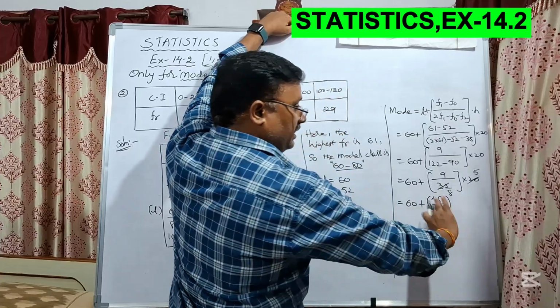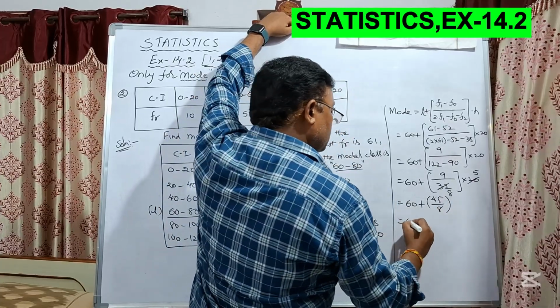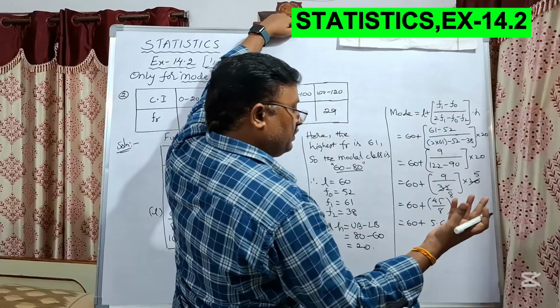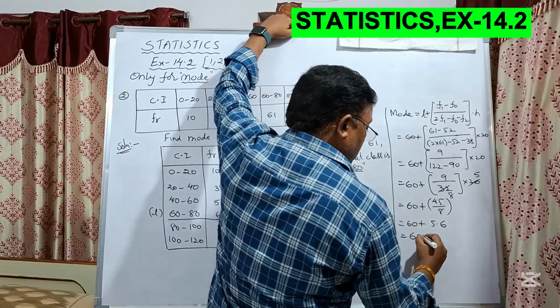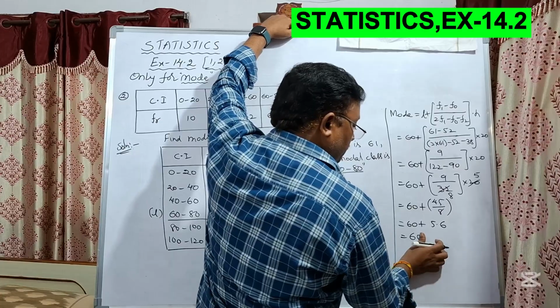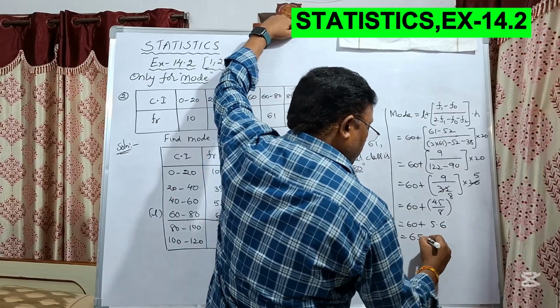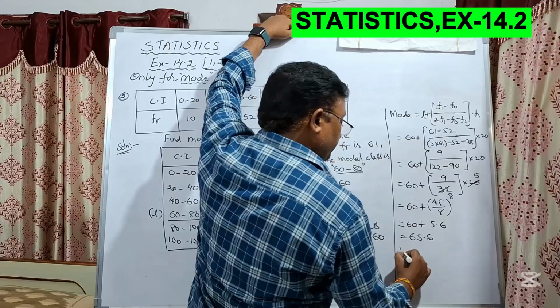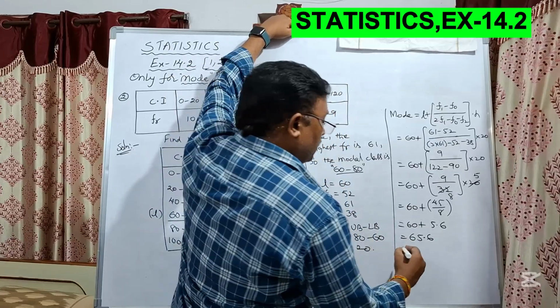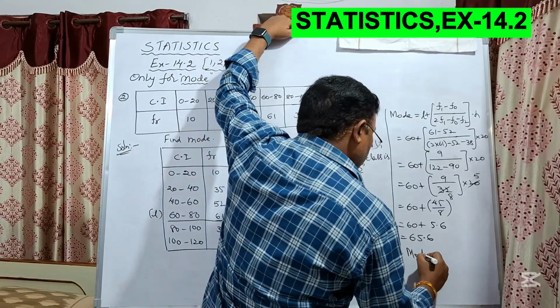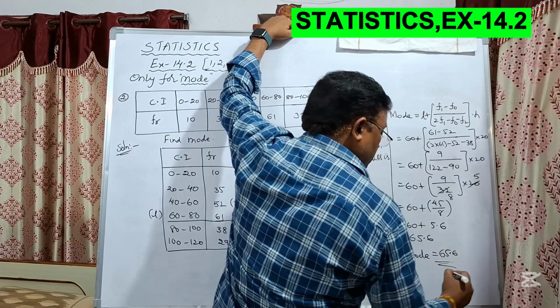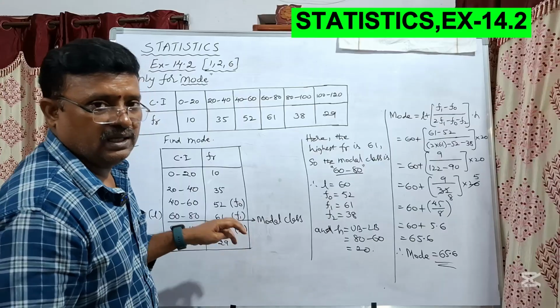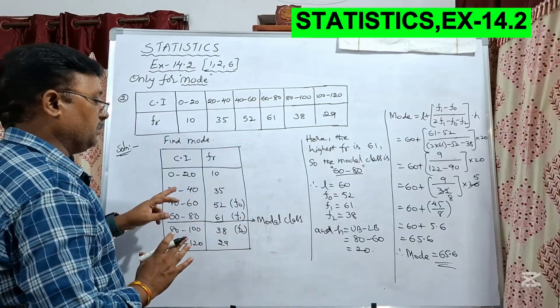You find this right side term value separately. This is equal to 60 plus 5.6, approximately one decimal value is enough. That will become 65.6 approximately. Therefore write the conclusion: mode of the grouped frequency distribution table is equal to 65.6. That's it. That is the easy method of finding the mode.